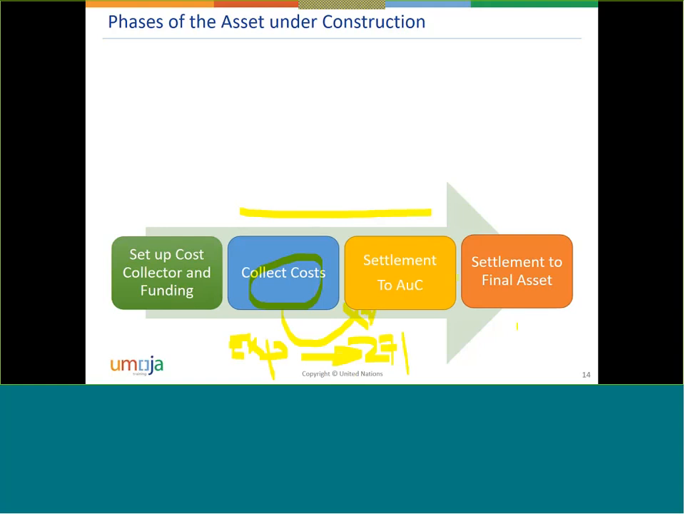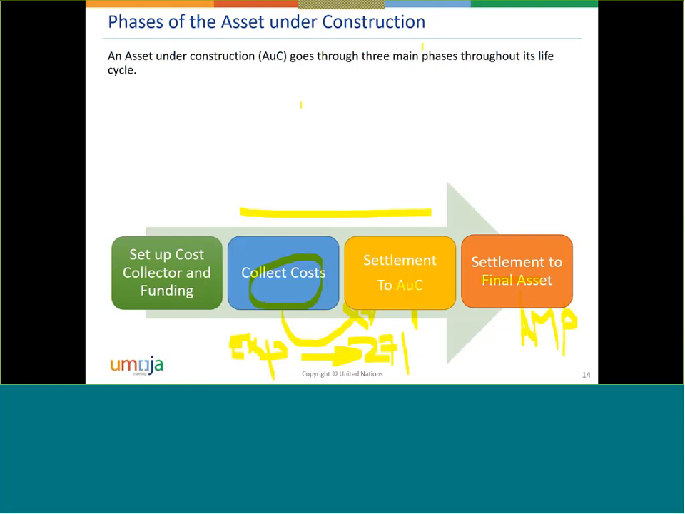Something important to notice is that there are two asset master records involved. The one that we are settling monthly is an AUC. It is one asset. But there is a settlement to what is called the final asset. This asset here is different from this one. This is the asset under construction, but when it's completed, the system will create a new final asset that is going to be the one receiving the capitalization value and the full value of the asset.